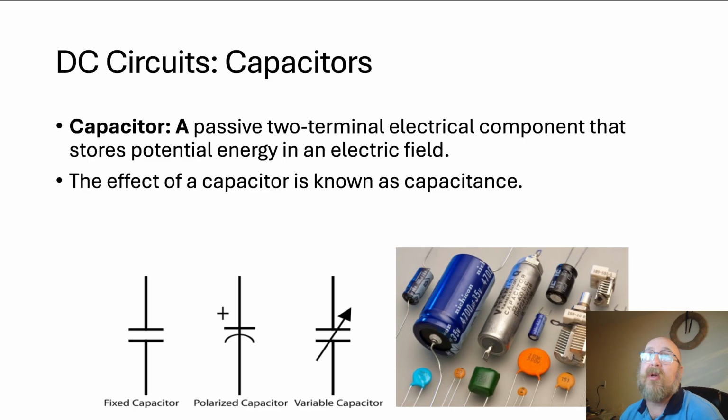A capacitor is a two terminal electrical component that stores potential energy in an electric field. The effect of a capacitor is known as capacitance, and you'll see there at the bottom some of the symbology involved in this. You can have a fixed capacitor, a polarized capacitor, or a variable capacitor. A polarized one has distinctly positive and negative sides to it, so that one is really only applicable to DC circuits, whereas other fixed capacitors that don't have that polarization can have current flow through them both directions. And so those capacitors can be used for AC as well.